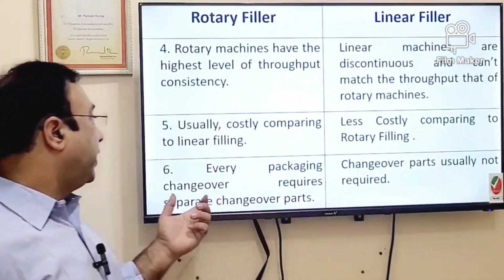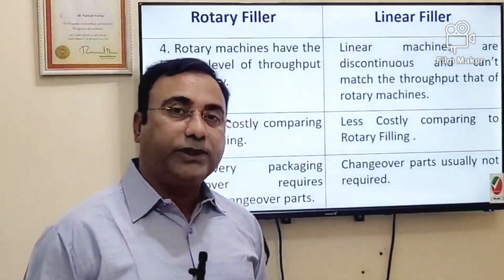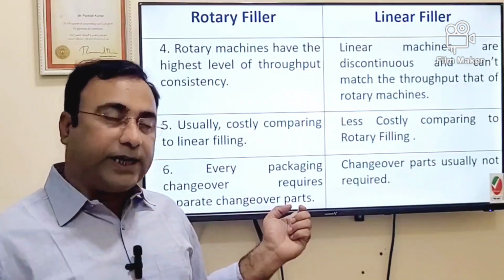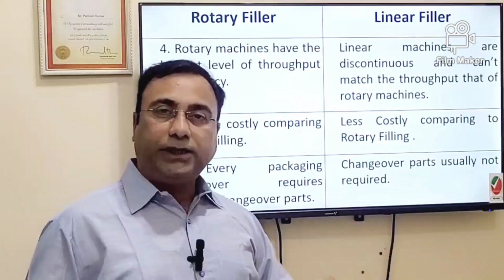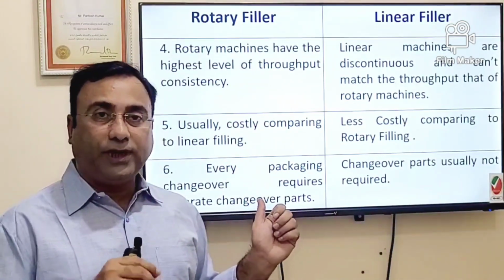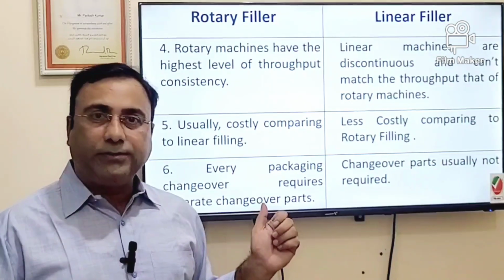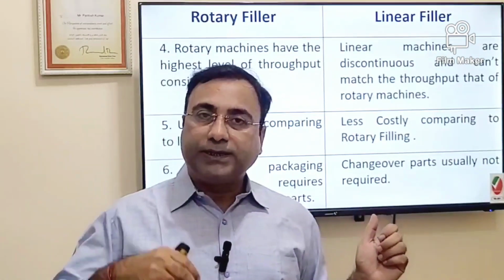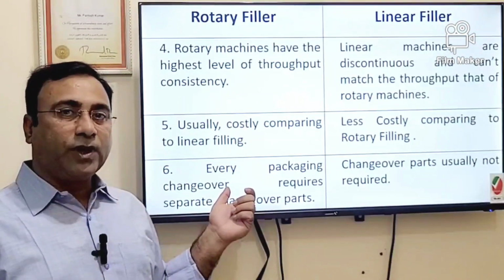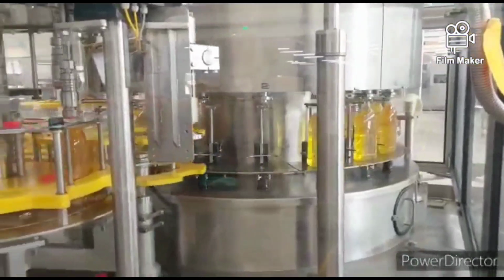Then the last one is the product changeover. For every packaging product, you need changeover parts for each item. But in the linear filler, only a few changeover parts are needed, whereas in the rotary filler, each part has to be changed. So the changeover is less expensive, faster and simpler in the linear filler, whereas in the rotary filler it is difficult.